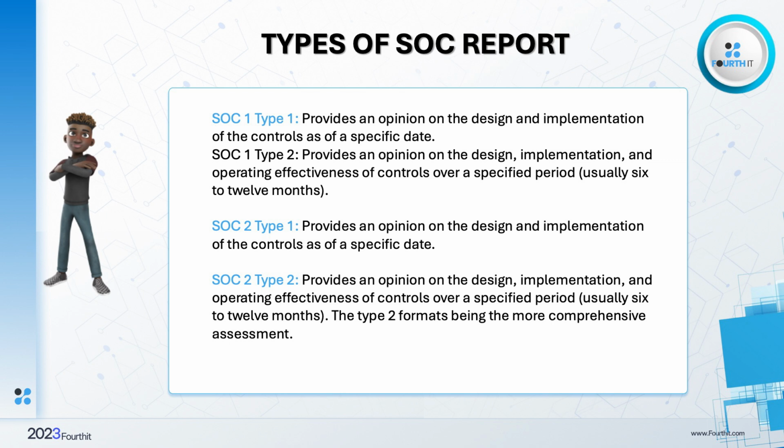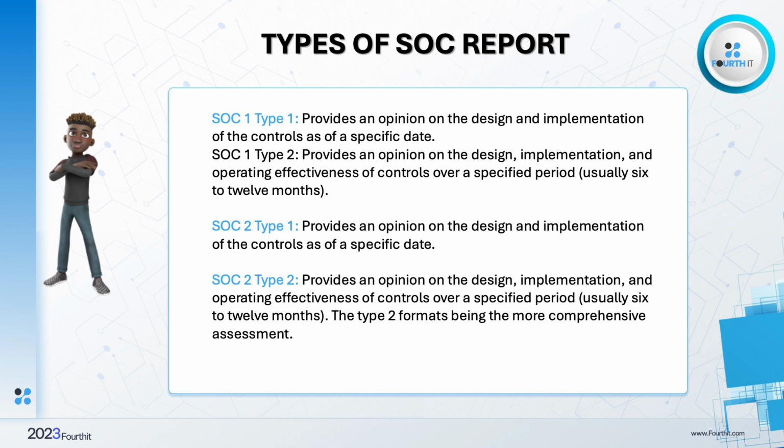Typically, the type 2 will always give you the operating effectiveness of the controls, as well as the design and the implementation of the controls. Then you have the SOC 2 Plus, which is combined with other control frameworks such as the Cloud Security Alliance's Cloud Controls Matrix, or HITRUST, or security principles. It is a way to combine the trust service criteria with another framework.